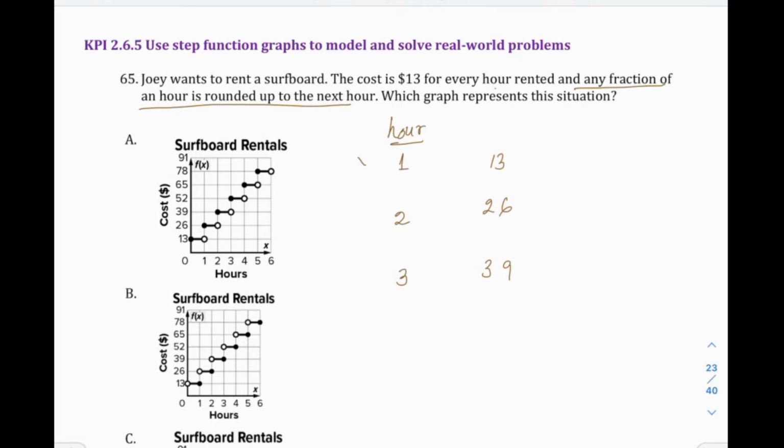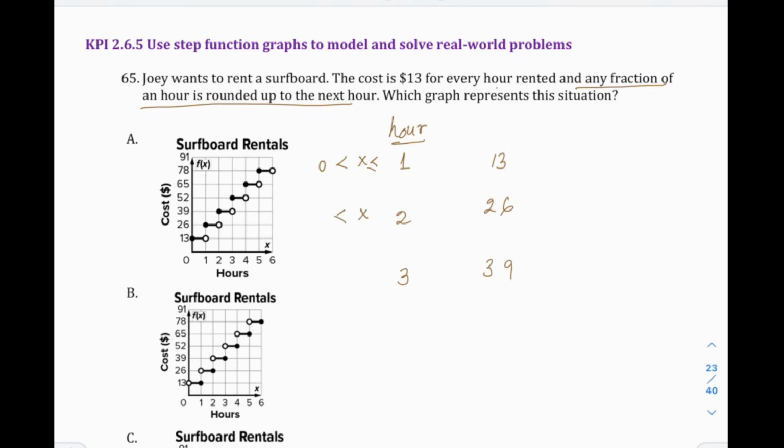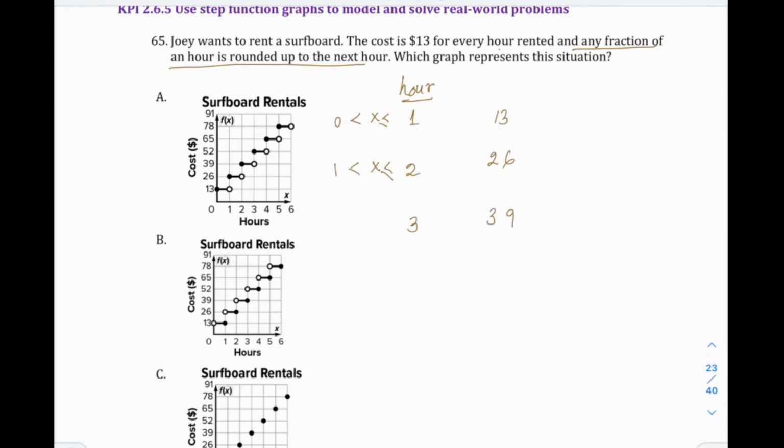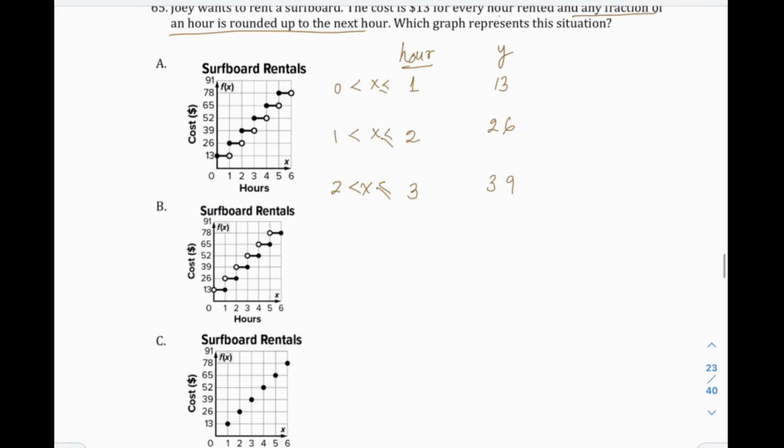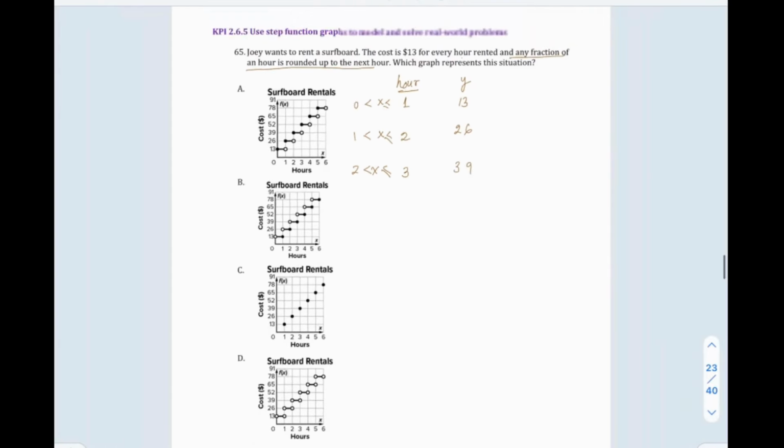So that means if x is more than or equal to 0 and less than or equal to 1 hour, we will pay 13. And if x is more than 1 and less than or equal to 2, we will pay 26, because for 1 hour and a half you will pay for 2 hours. That means this is the y value, and we are going to have intervals of numbers all with one same value of y. So let's see which one will be acceptable.